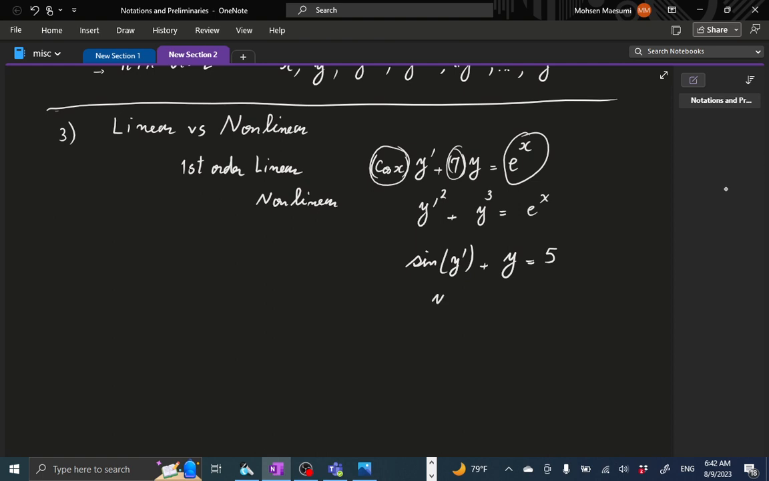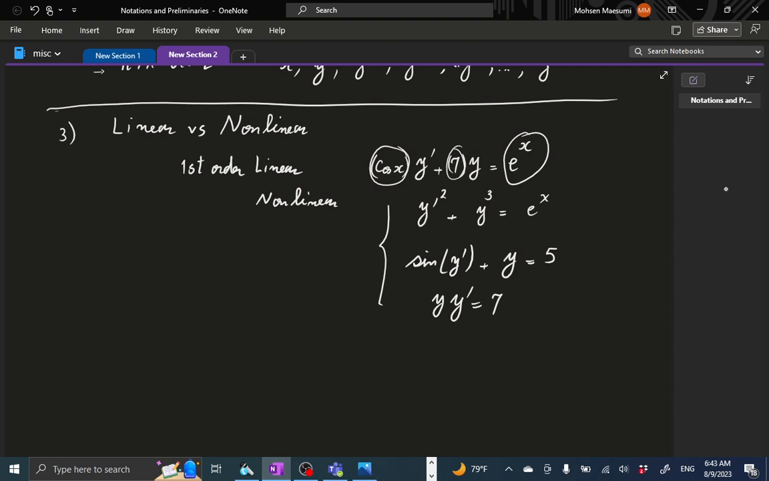So here's another thing. If you write y prime times y prime is equal to 7, just the fact that you're multiplying it by itself makes it nonlinear. These are all examples of first order nonlinear equations. Similarly, you can have second order nonlinear equations and so on.